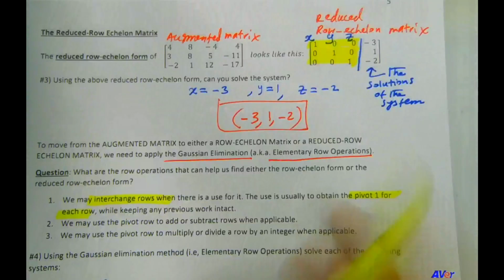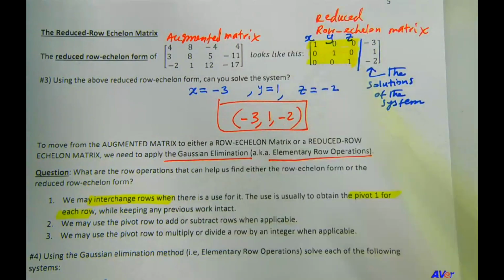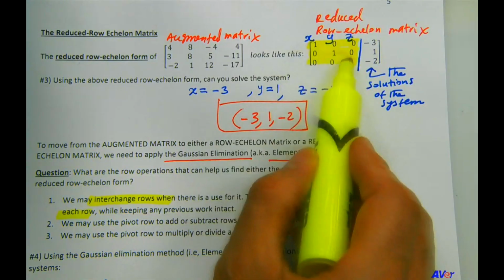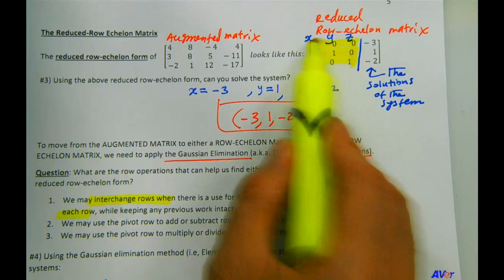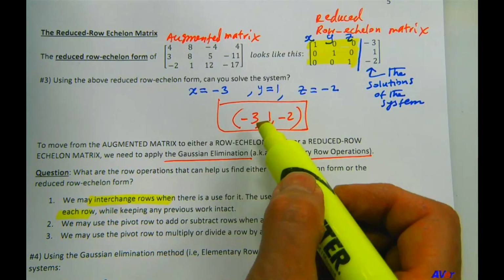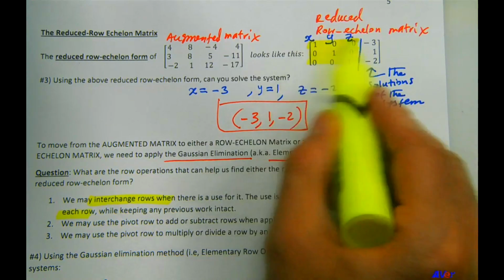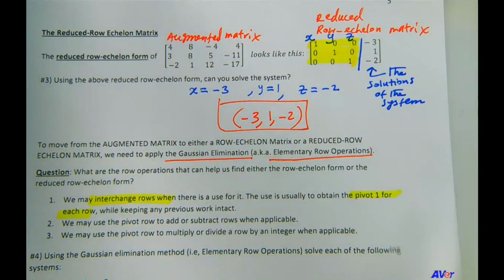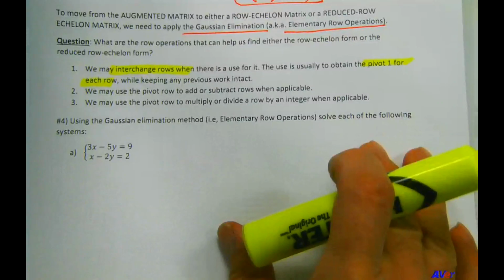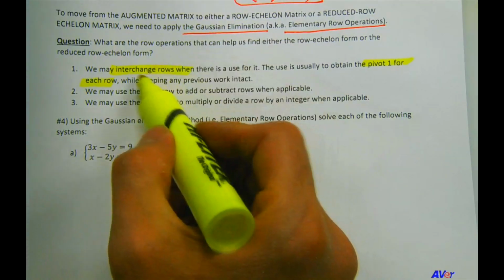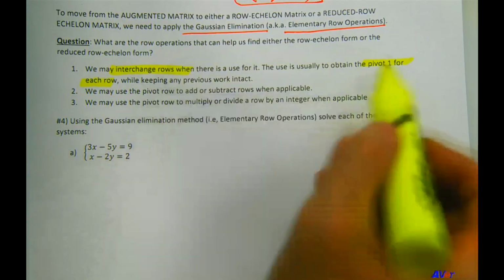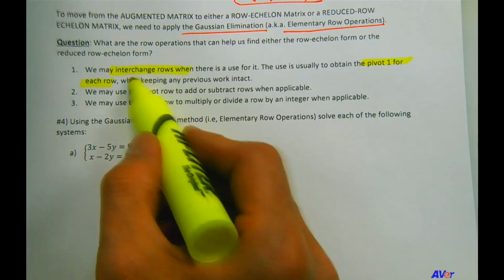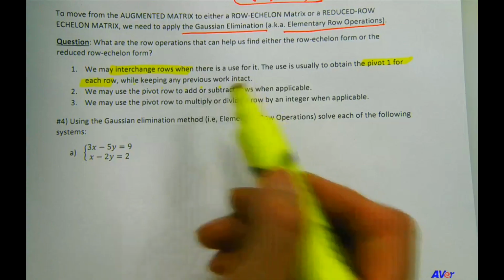Remember when we were talking about the reduced row echelon and also row echelon, we talked about the diagonal ones. Each of those ones is called the pivot 1. In this row, that's the pivot. In this row, that's the pivot. Okay, that's the terminology we use for it. So it might be useful to interchange rows to obtain the pivot 1. That's one use of interchanging rows, while keeping any previous work intact.